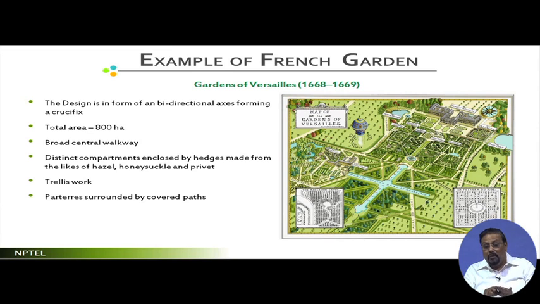Since they have grown in the same period, we are not very sure who borrowed from whom, because they have grown in different regions, but there must have been some influence where this axiality, symmetry, strong geometry, all these were playing a role. Okay, the Versailles example, let's see a little more detail. It is about 800 acres, a very large area within which the whole landscape is. This gives us an idea about the scale. Can you imagine? It is too large to be comprehensible at one sight.